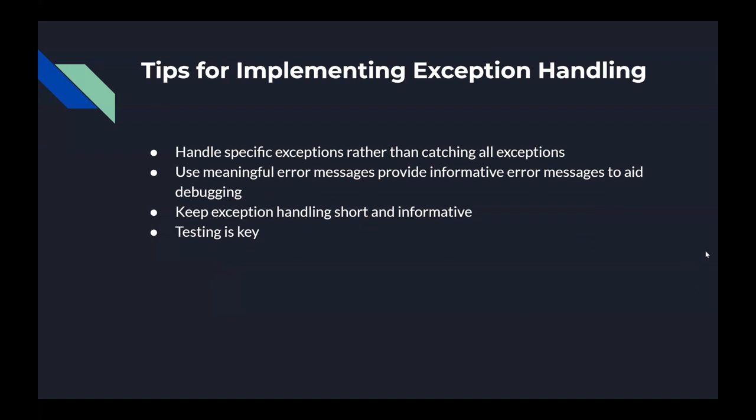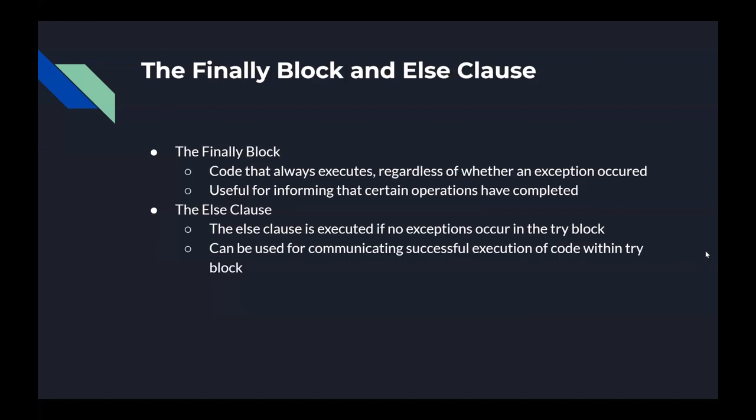Also, if we can go back, we can use the else clause. In a try block, this is useful if no exceptions occur. So this is usually helpful to communicate a successful execution of a block of code and that we didn't need to handle any exceptions in the block.